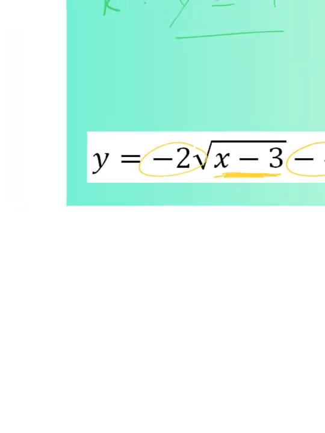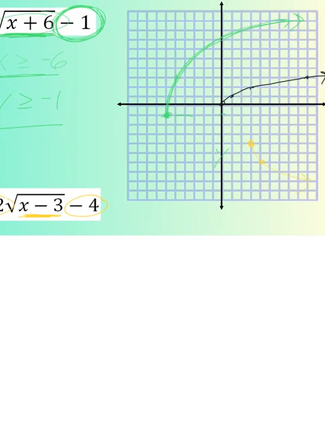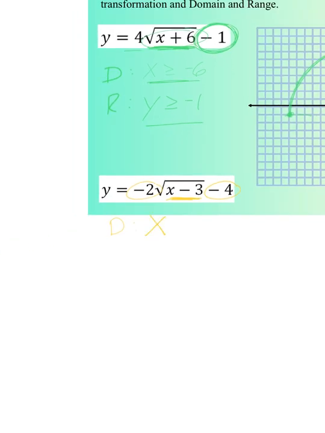Our domain for this particular one doesn't change, or at least not too much. We're still going off to the right. If you look at the graph, right, we went to the right 3 and then everything further to the right. So x is still greater than or equal to +3.